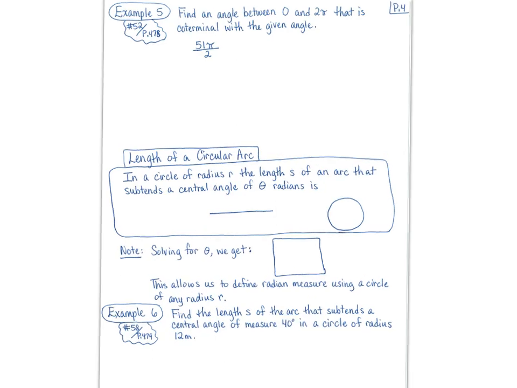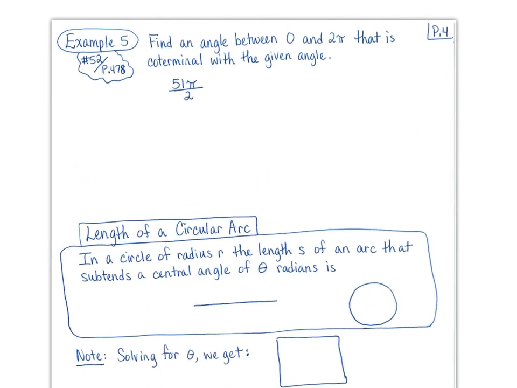Another example, same idea, but just in terms of radians, not degrees. Find an angle between 0 and 2 pi that is coterminal with the given angle. Very good. How did you get it?